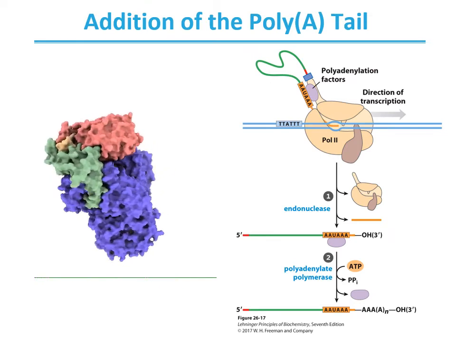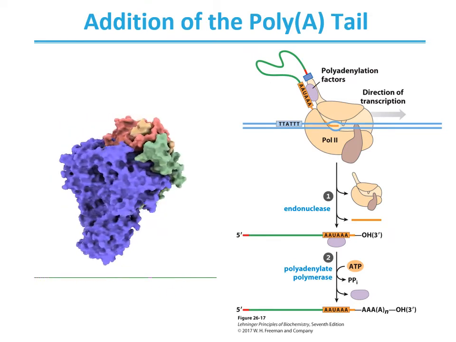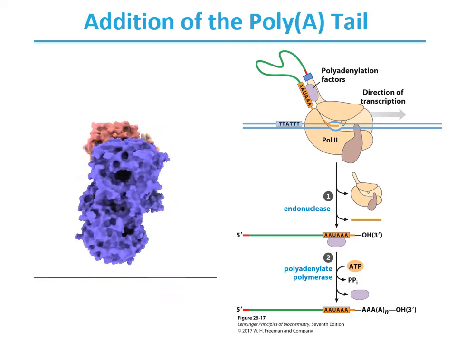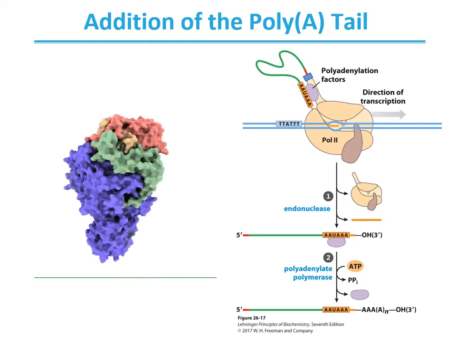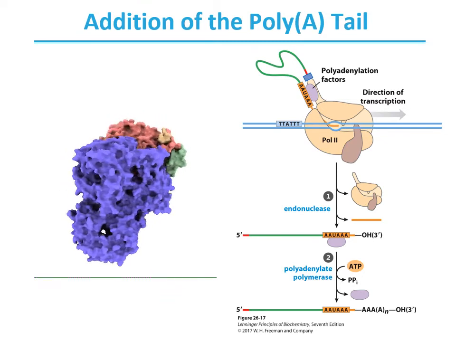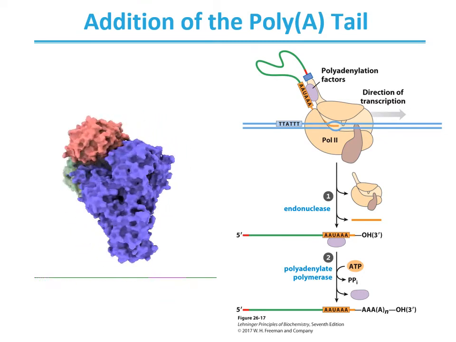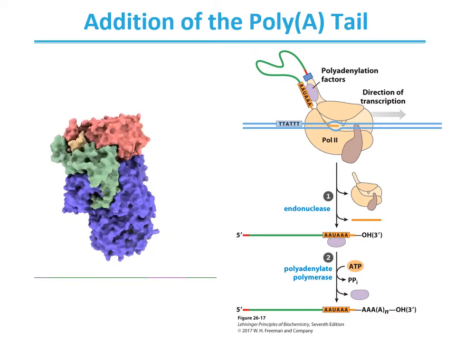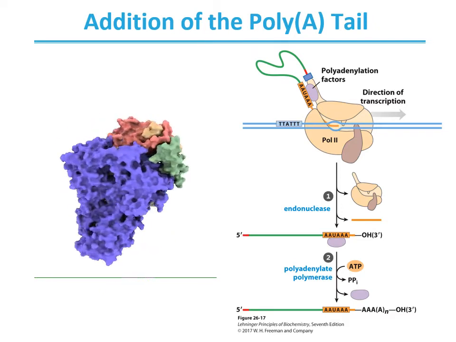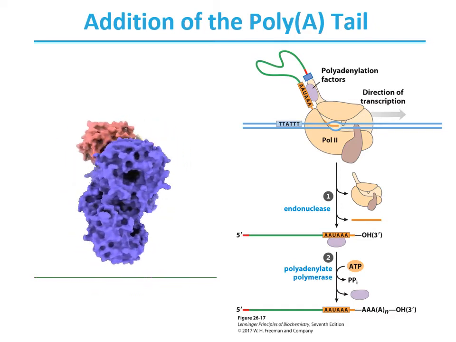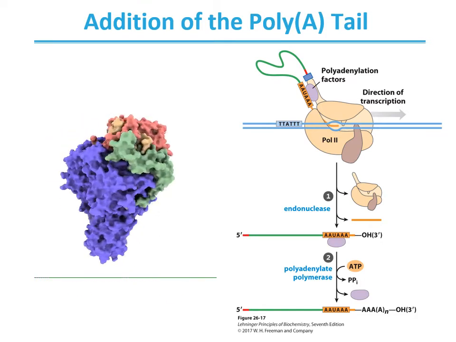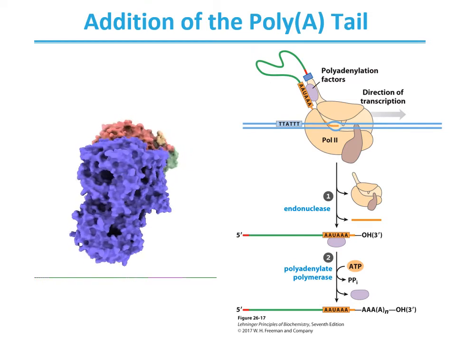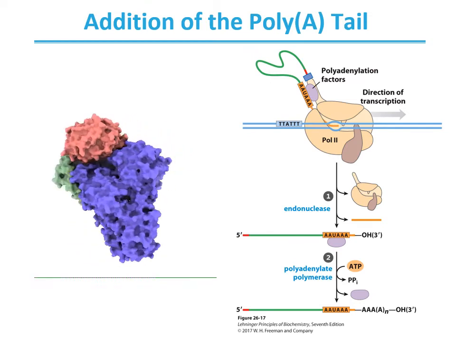In step 1, the endonuclease cleaves the RNA at a point 10 to 30 nucleotides 3' or downstream of the sequence AAUAAA. In step 2, the polyadenylate polymerase synthesizes a poly A tail 80 to 250 nucleotides long, beginning at the cleavage site. The poly A tail serves as a binding site on messenger RNA and protects it from degradation.